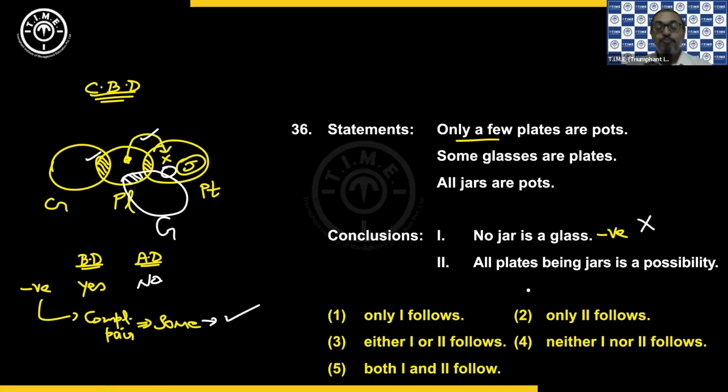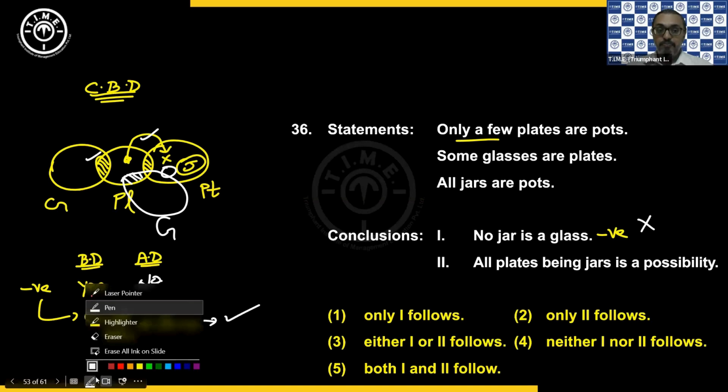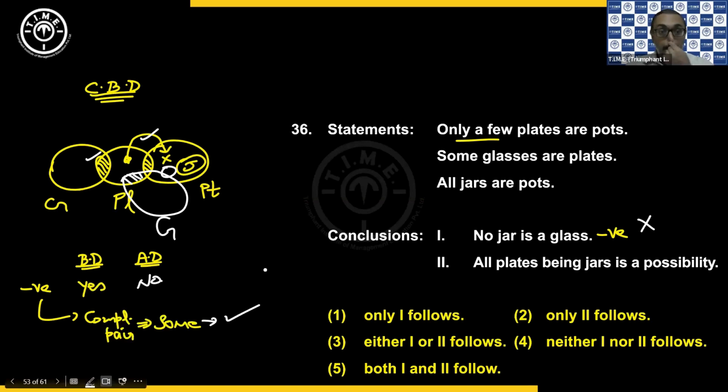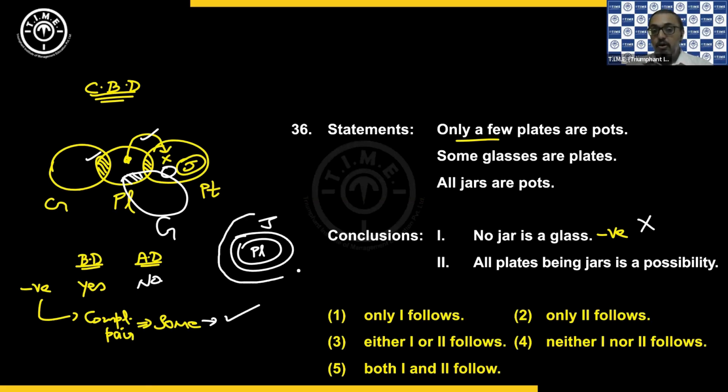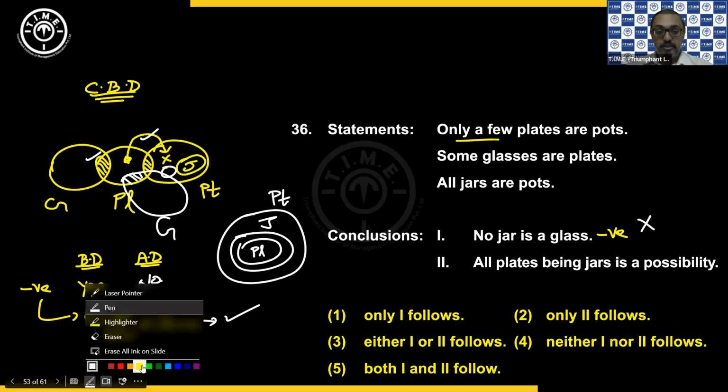Understood? Now let's look at 2. 2 says all plates being jars is a possibility. All the plates being jars. Is it possible? Now check here. Now if I want to take all the plates inside jars like this, see, I'm taking the complete plates inside jars. Now since I know that all the jars are already inside pots, now what happens? The complete plates are also inside pots. Is it allowed? Unfortunately, it is not allowed.